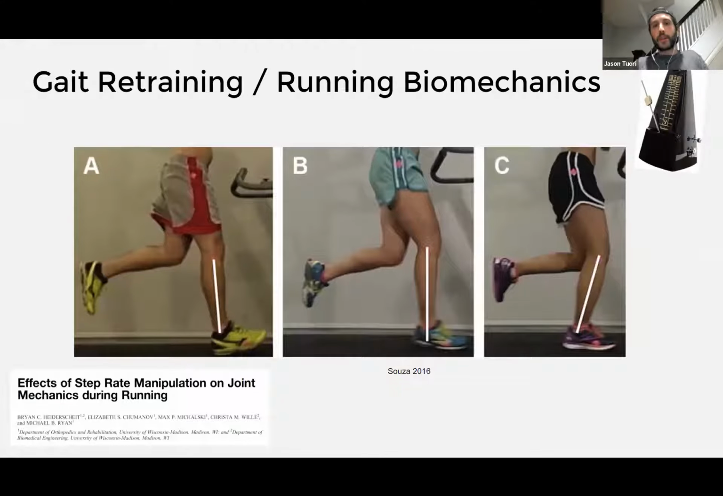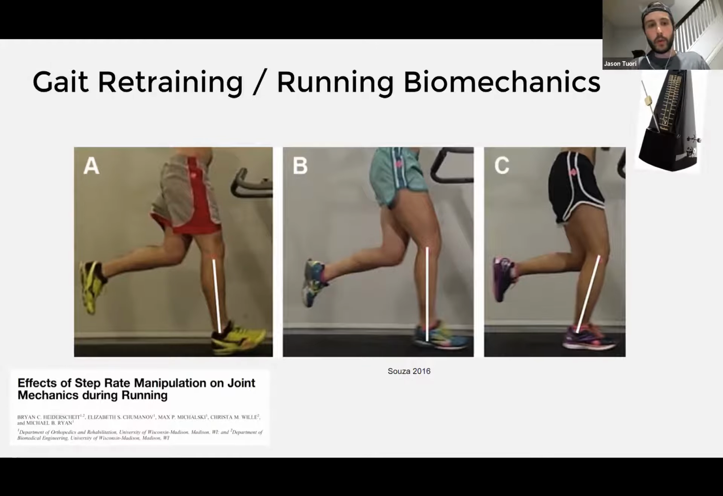So for gait retraining and running biomechanics, the really low-hanging fruit that we can do here is change somebody's running step rate and/or running cadence. Your cadence is the number of steps that you're taking per minute. Typically, what we see with a slower cadence, like the runner in picture A here, is they're landing a little bit further forward in front of their center of mass, so their stride length is long.